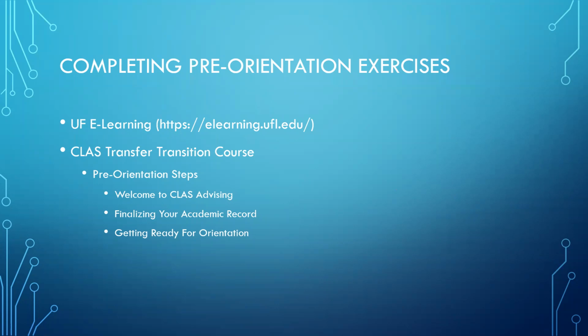In the Class Transfer Transition course, you will see part of the course labeled pre-orientation steps. This is the only part that is needed for you to complete prior to coming to your transfer orientation. There are 3 modules: Welcome to class advising, finalizing your academic record, and getting ready for orientation.